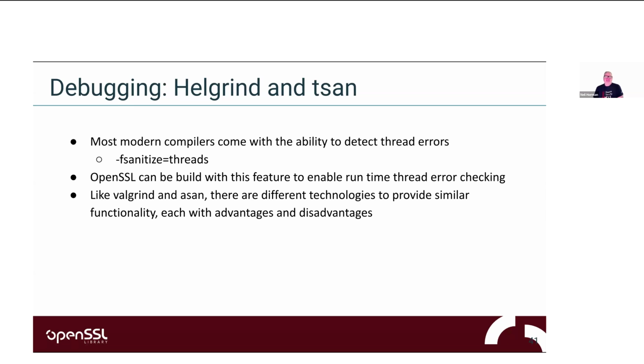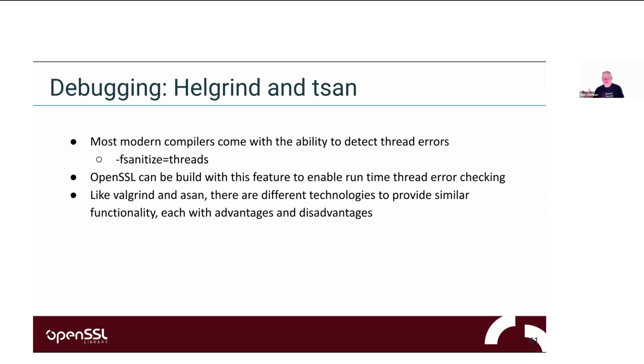Helgrind and TSAN. These are to thread sanity what Valgrind and ASAN are to memory safety. Most modern compilers come with the ability to detect thread errors. They can be enabled on the command line with -fsanitize=thread. This can be passed directly to the OpenSSL configure script, and we can do compile time enabling of thread sanity. So OpenSSL can build with that on.